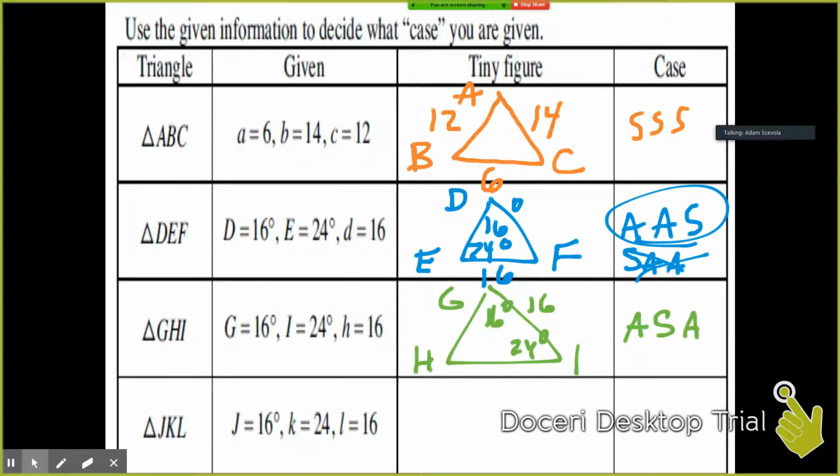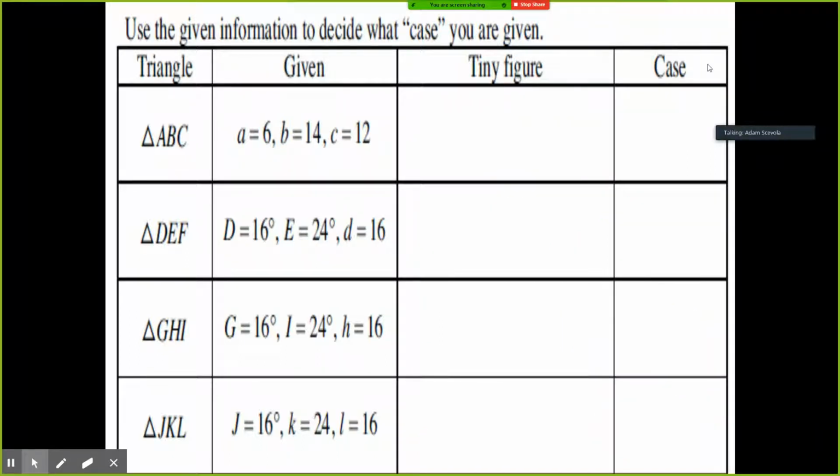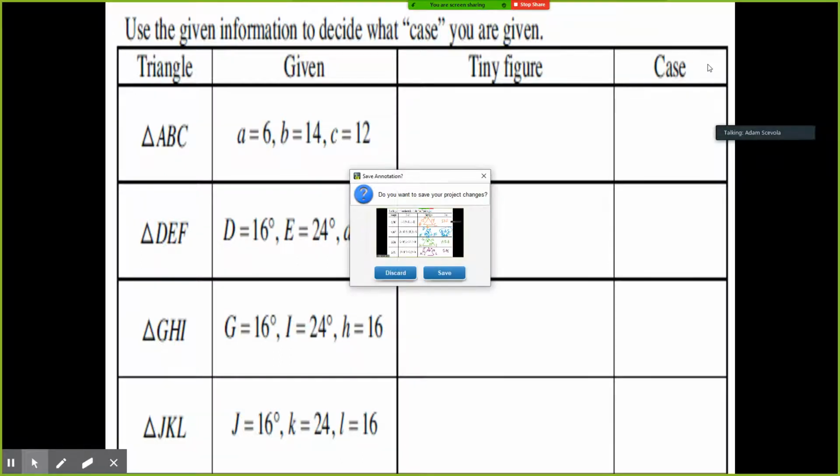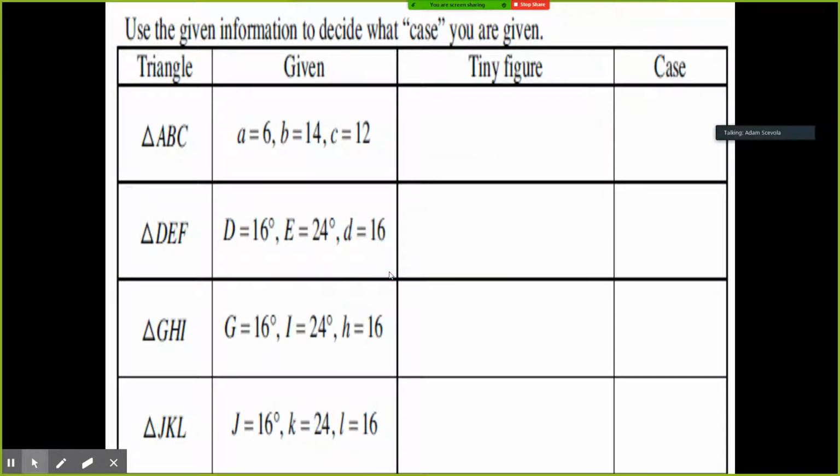And last but not least, you get J, K, L, 16 degrees, 24 degrees, and then L is across from side L. So 16 would be right there. So this would be side, angle, side. When I say side, angle, side, angle, angle, side, or side, side, side, I'm just referring to the case that we're given. That's important to know because if you know the case, then you'll know what process to use, whether it's law of sines, law of cosines, or the ambiguous case, which we'll also learn.